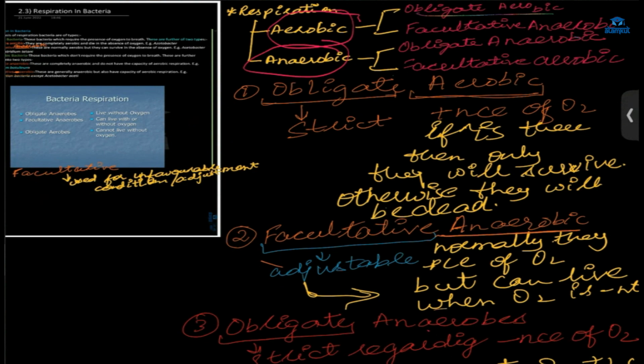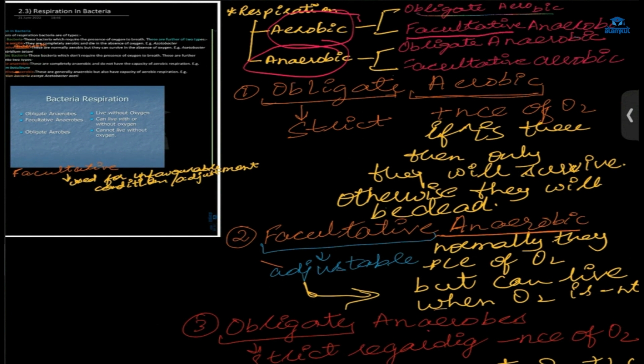So wherever there is oxygen present, only then will that bacteria be alive. Those bacteria which are completely dependent on oxygen are called obligate aerobic. Okay, got it or not? Ma'am, got it.